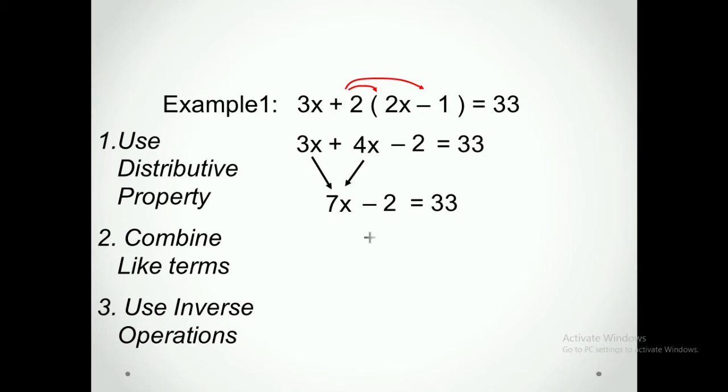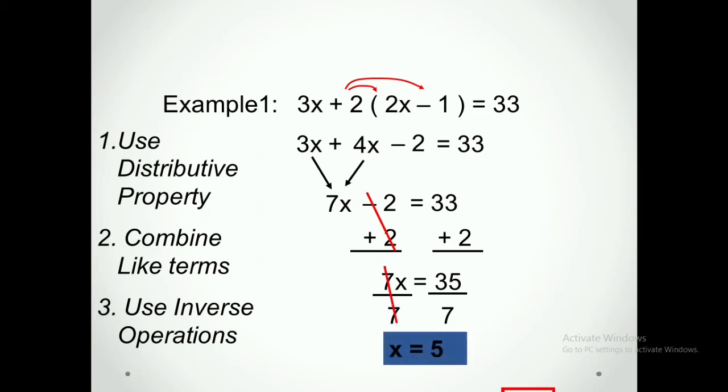So we know that we're going to add 2 to both sides. Since we're subtracting 2, we'll do the opposite, which is to add 2. Adding 2 to both sides will give us 7x equals 35. And then, since we're multiplying by 7, we're going to do the opposite of multiplying by 7, which is to divide by 7. Therefore, x is equal to 5.